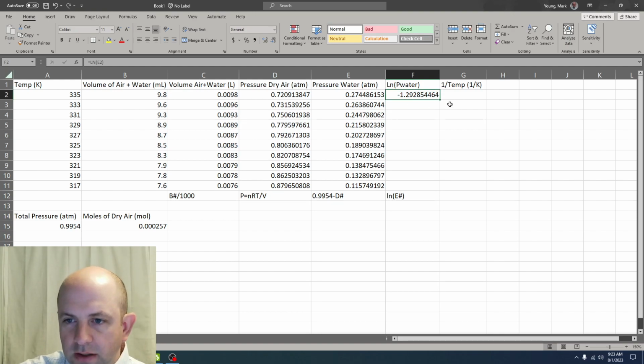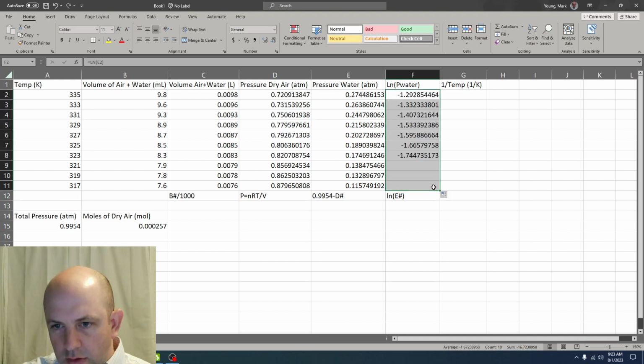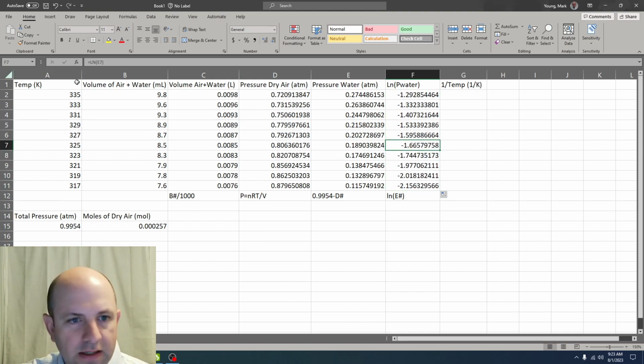That looks correct to me, because any number less than 1 is going to give you a negative natural log, so that checks out. Again, we click and drag, and so we keep getting negative numbers. Here, this is column 7, and yeah, it's the natural log of E7. Everything's good. All right, so those numbers will all look good.